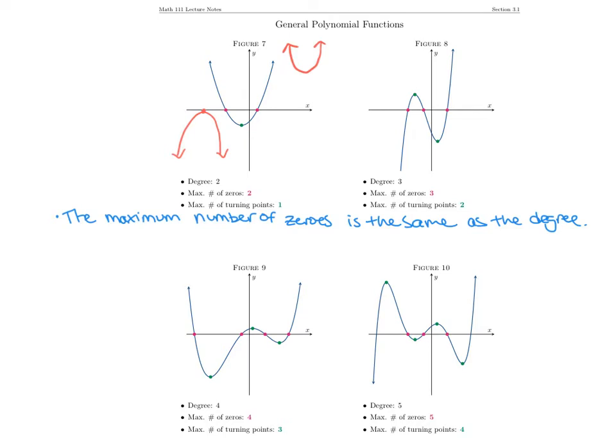And then we also take a look at the turning points. So how many times does it turn around? Here the degree is 2, maximum number of turning points is 1. Degree is 3, maximum number of turning points is 2. Here it's 5 and 4, here it's 4 and 3. I'm hoping that you notice that the maximum number of turning points is 1 less than the degree.